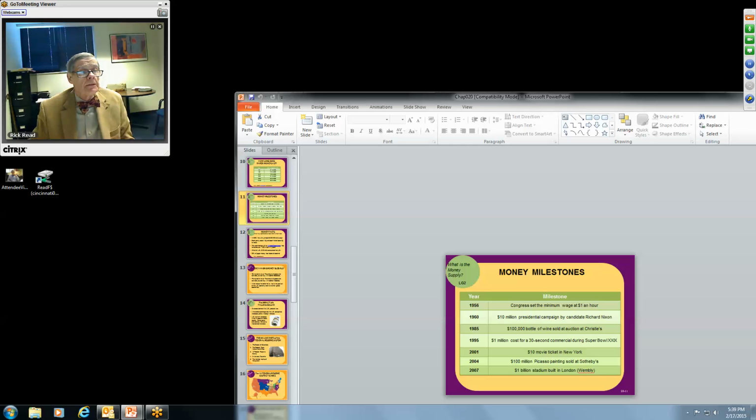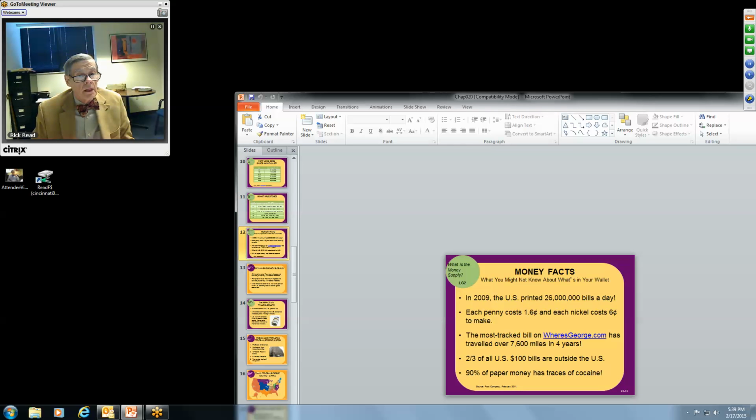Now, these are just some money facts here. Notice that 2/3 of all the $100 bills printed in the United States are outside the United States. I don't know the reason for that, but I have heard that one of the reasons is that drug smugglers like to trade in $100 bills. I can't give you any more information than that. I've read it several different places. How true it is, I don't know, but it does seem to have some cachet. And then if you look at the next bullet, it might tell you why that happens to be true.